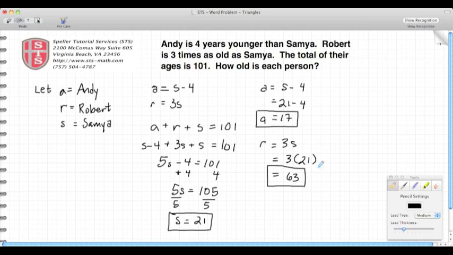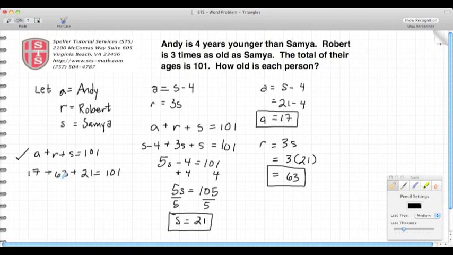Now I need to make sure that my work is correct. So let's come back over here where we're going to do our check. To do the check, we're going to start with what we have defined here, A plus R plus S is equal to 101. And now I'm going to substitute for each one of these variables. Let's say that A was 17. We said that R, or Robert, was 63. And we said that Samaya, or S, was 21. All that should be equal to 101.